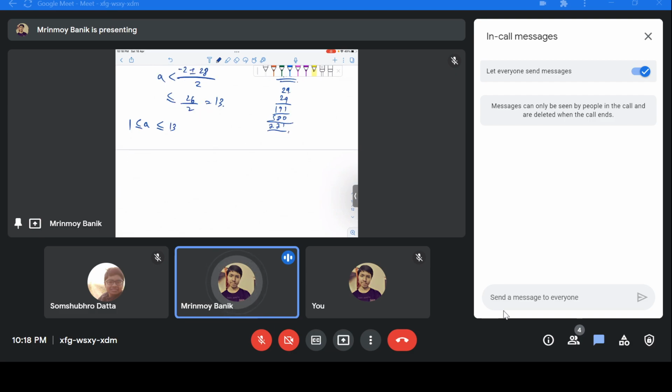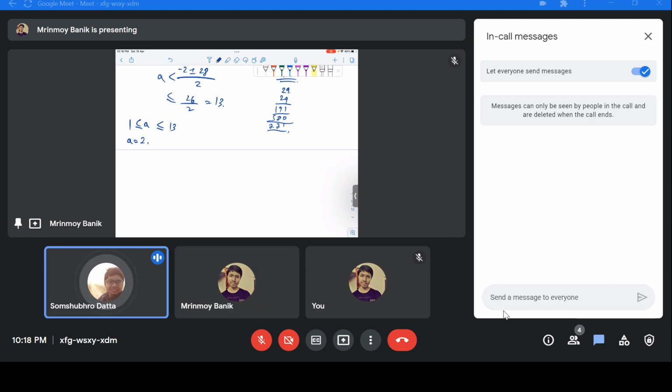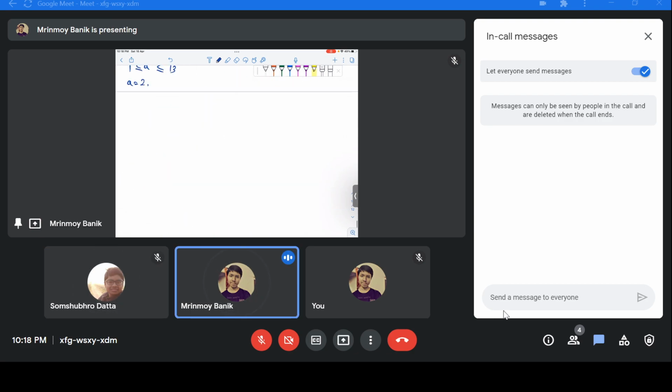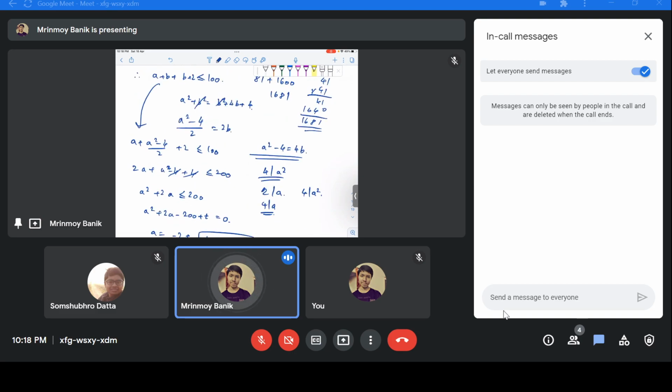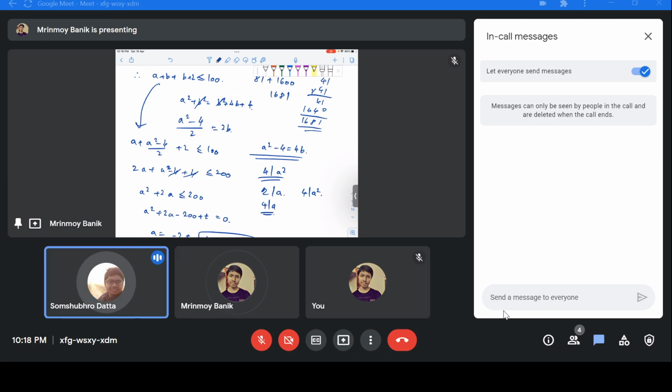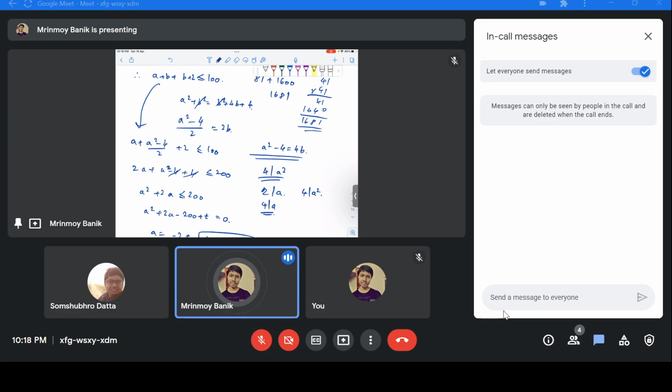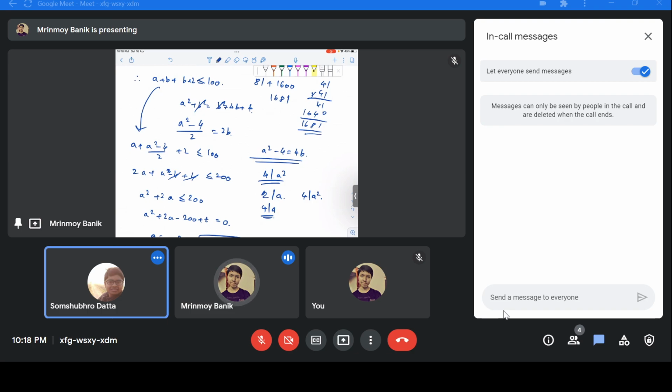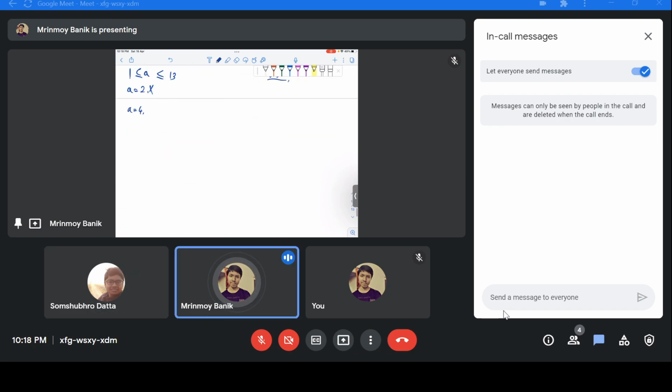So let's quickly check. For A equals 2, not possible. So it is 0. Not possible. A equals 4: 16 minus 4 is 12, 12 by 2 is 6, and 6 and 4 is 3. So B is 3, so C is 10. Not possible. Just a minute.